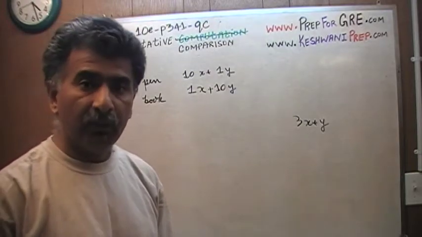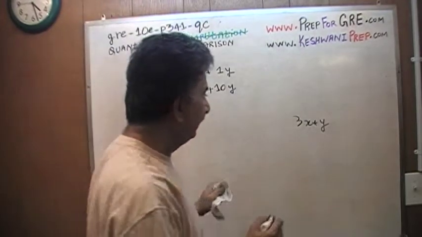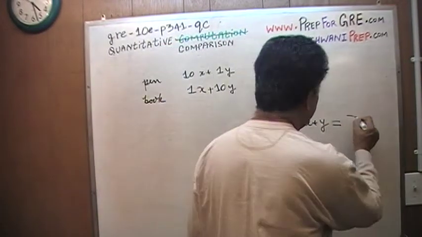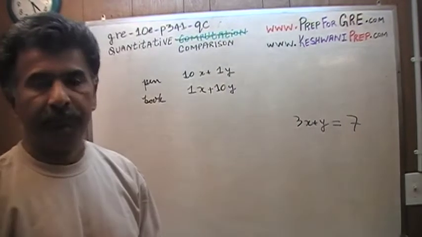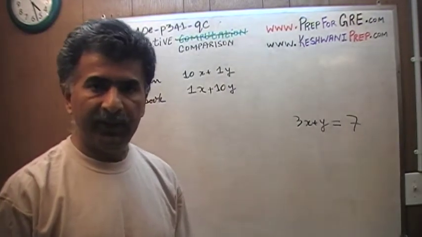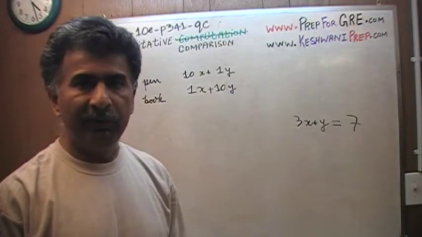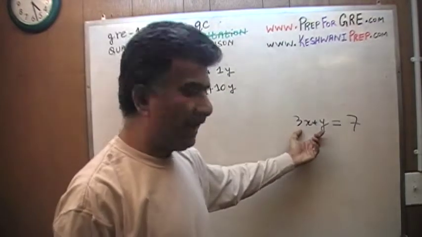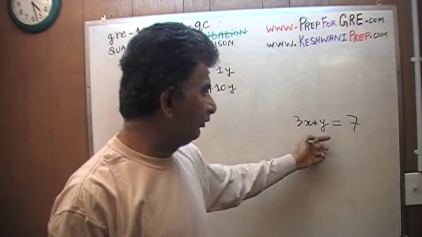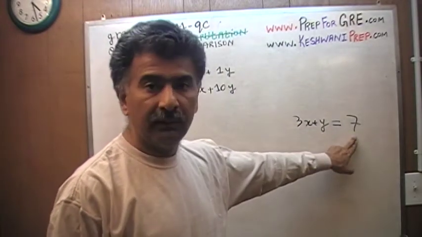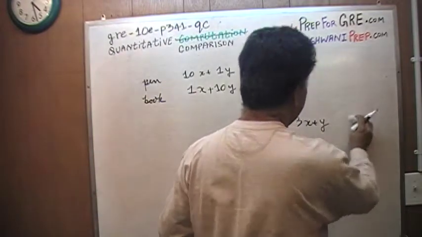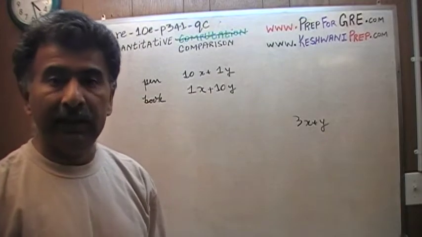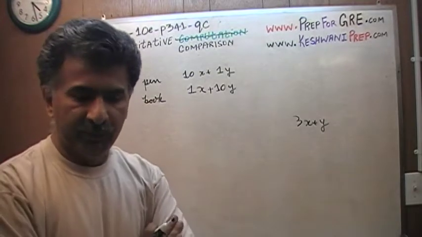An equation is so called because it has an equal sign. If I tell you that 3x plus y equals 7, now that is an equation, because an equation has to have an equal sign in order to qualify as an equation. An equation has to equate two quantities. The quantity on the left has to equate to the quantity on the right. Without it, this is not an equation. This is just an expression.